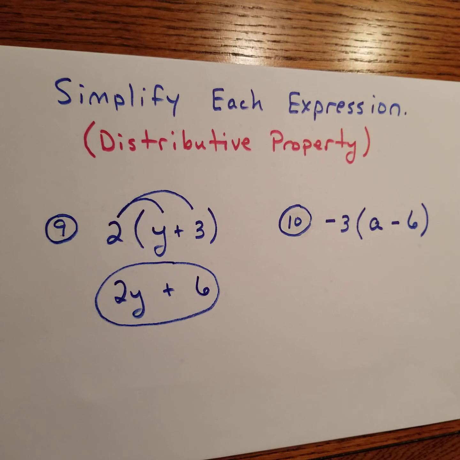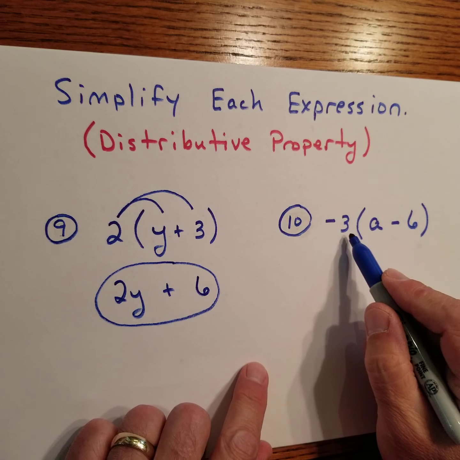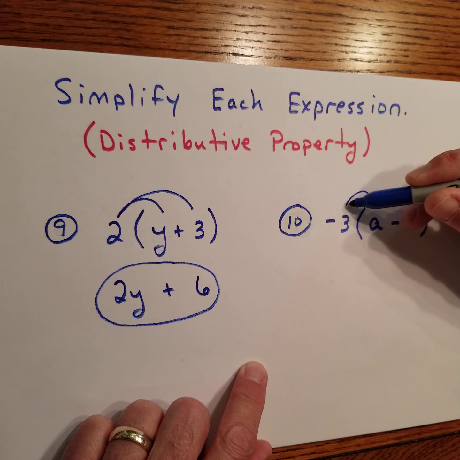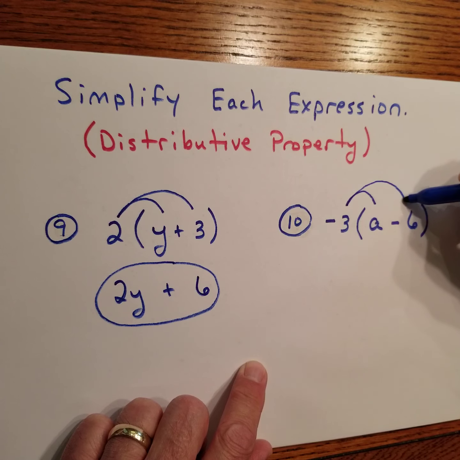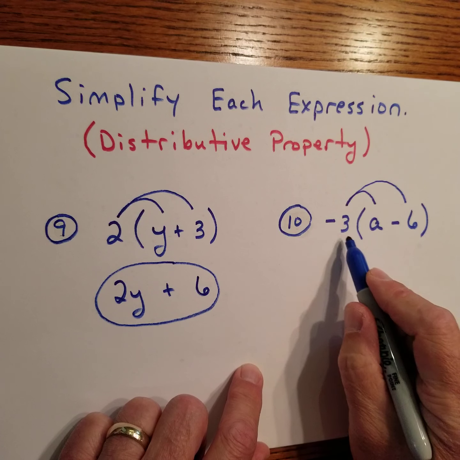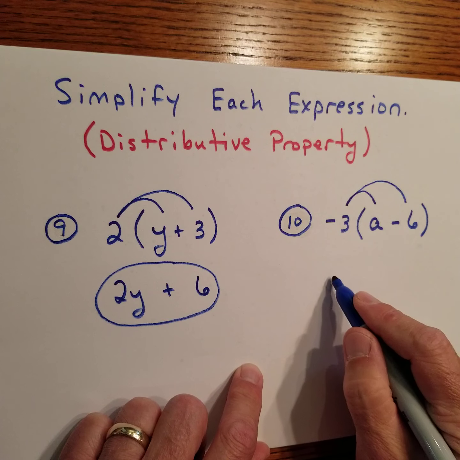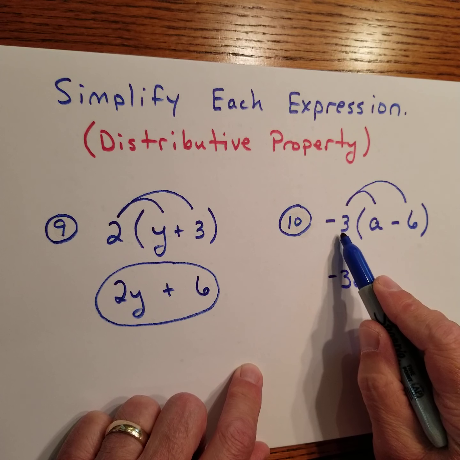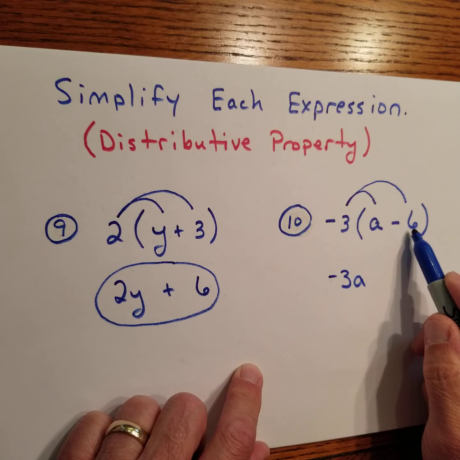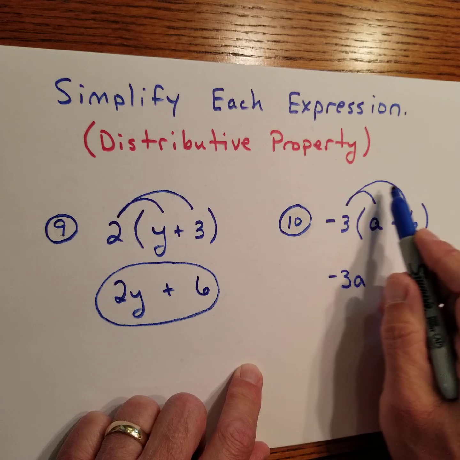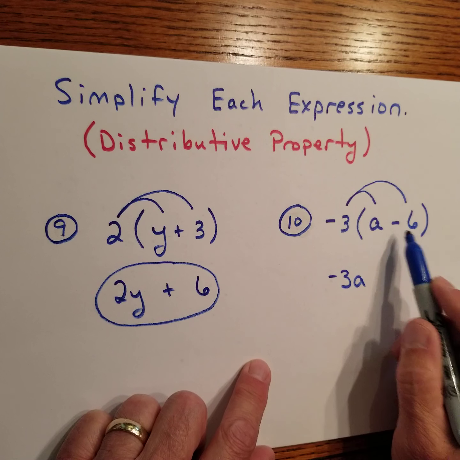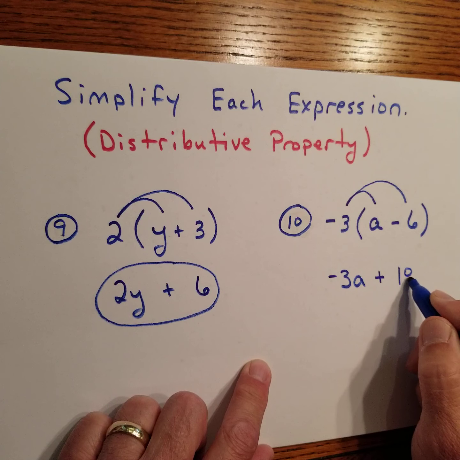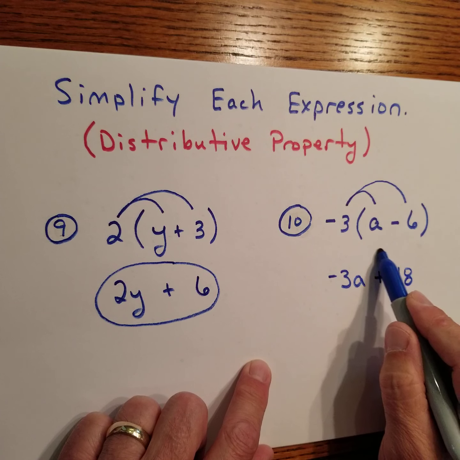Let's do the same with number 10. Take the number that's outside, multiply it times the a, multiply it times the 6. Negative 3 times a is negative 3a. And negative 3 times negative 6, that's 2 negatives. When I multiply 2 negatives, I get a positive, and 3 times 6, that's 18.